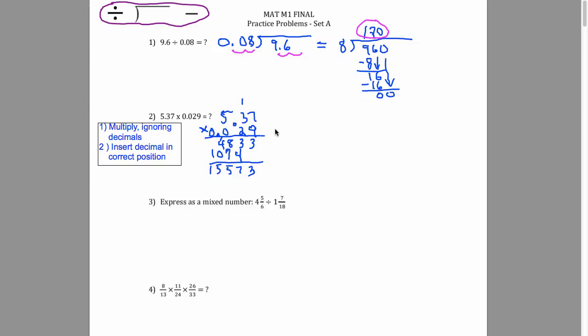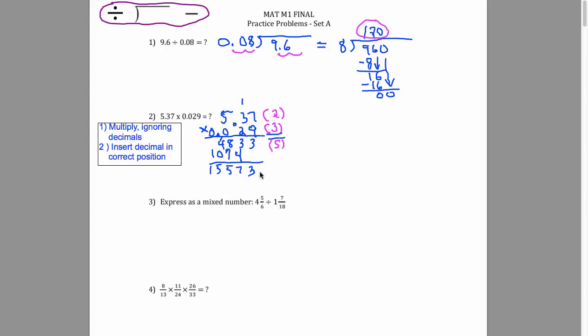Now is when we have to pay attention to the decimals. In the first number we multiplied, we had 2 decimal positions. In the second number we multiplied, there were 3 decimal positions. So in all, we have 5 decimal positions. Therefore, we're going to have to move the decimal 5 to the left.